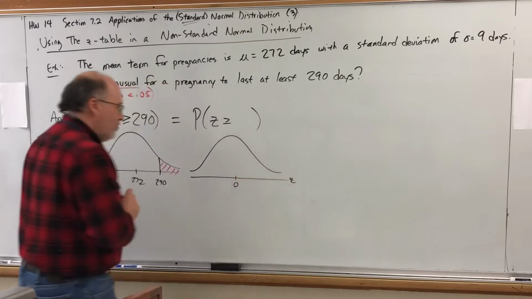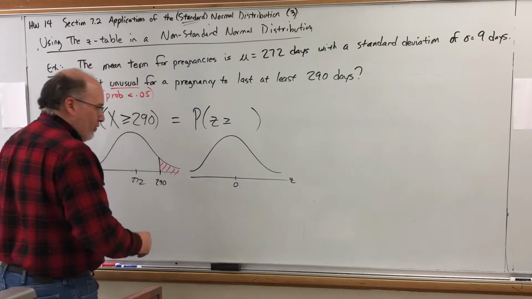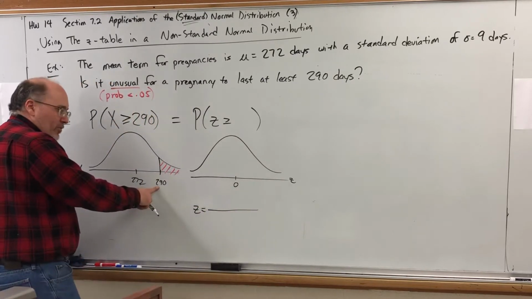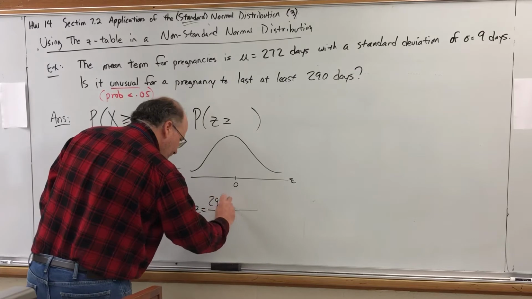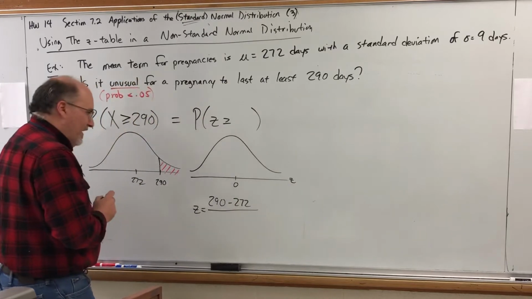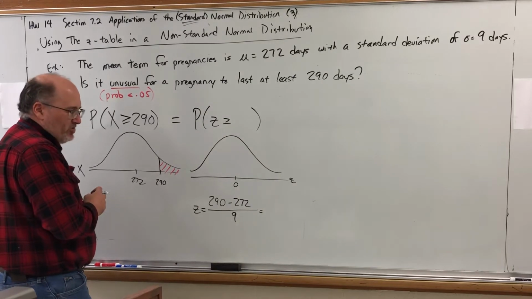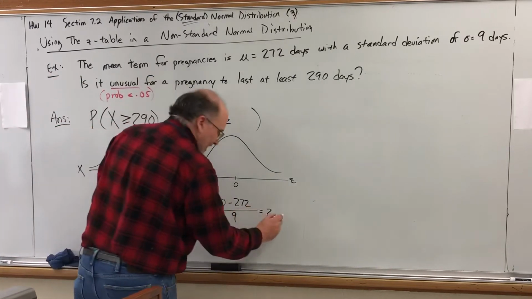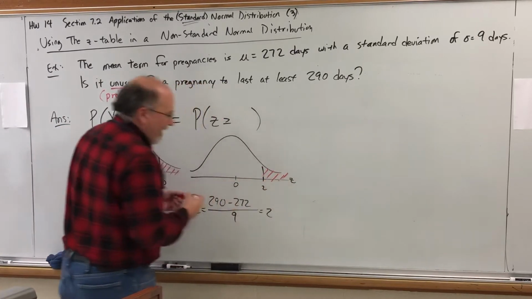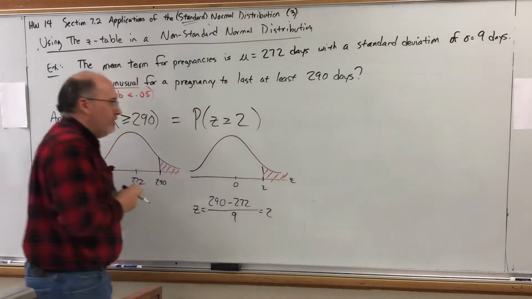Well, we know the center is 0 in a standard normal distribution by definition, but we've got to calculate the z-score that we're looking to the right of. So to calculate the z-score, take the x value that we're converting to a z, 290, subtract the mean, which is 272, and divide that by the standard deviation, which was 9. This actually comes out pretty convenient because the difference is 18, and 18 divided by 9 is exactly 2. So to answer the question that was asked, we need to answer the equivalent question: what's the probability that z is greater than or equal to 2?